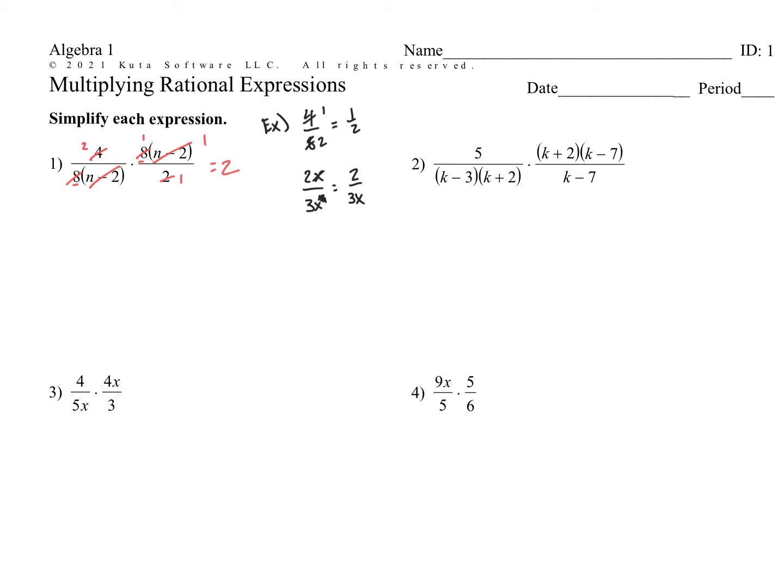Alright, let's go on to number 2. In this one, remember again, expressions, you can simplify those as long as they are the exact same. If you have leftovers, you would multiply those together. So in this problem, k plus 2 can simplify with k plus 2. And then I have k minus 7 and k minus 7. So those both divide as well. And that means I'm only left with 5 in the numerator and then k minus 3 in the denominator. So my final answer would be 5 over k minus 3.